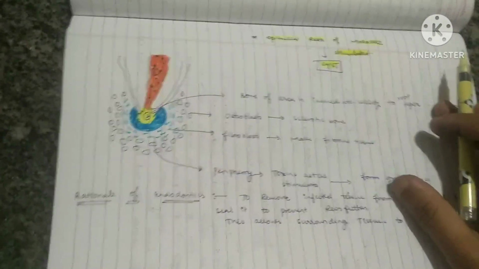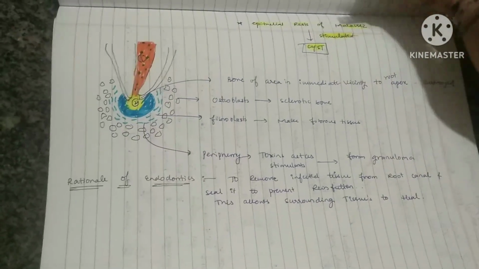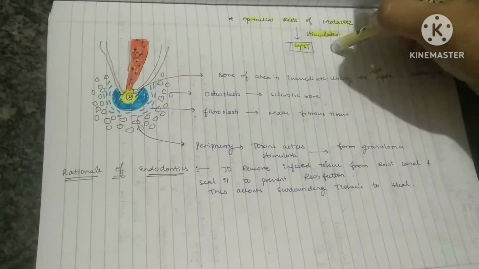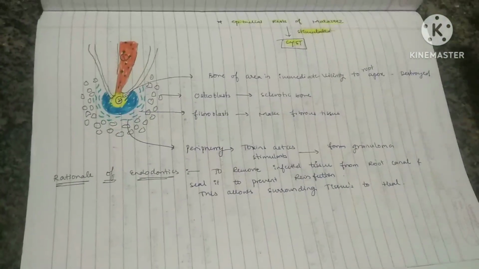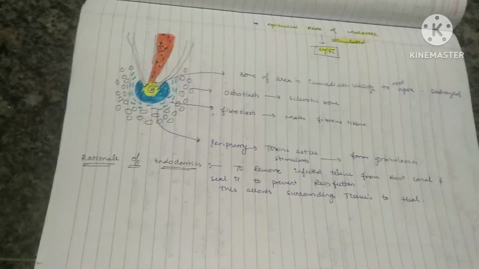Again, if the epithelial cells of Malassez get stimulated by this, they get formed into a cyst, right? So this is all about the zones of fish, and the rationale of endodontics.